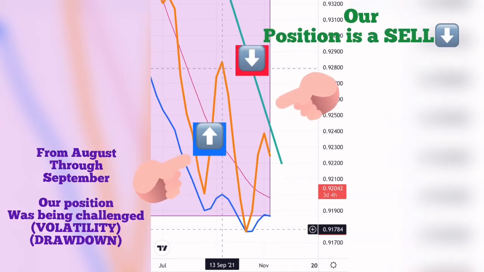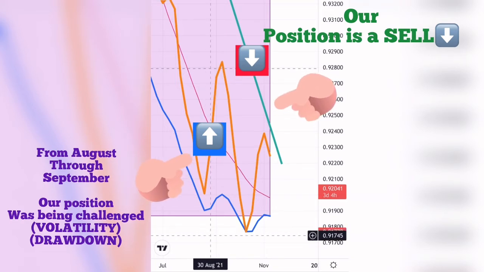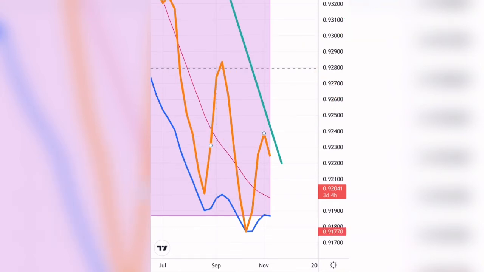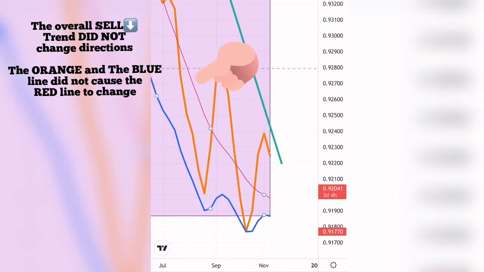This would have constituted a drawdown phase because it's going against our position. It's actually going in a buy direction when our position was a sell. So between that time period, we definitely saw a loss in our profits. Okay, but overall, generally speaking, especially with emphasis on this red here, emphasis on the red.